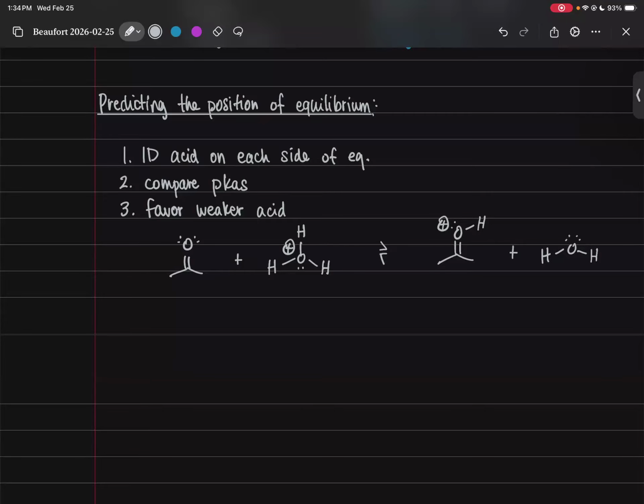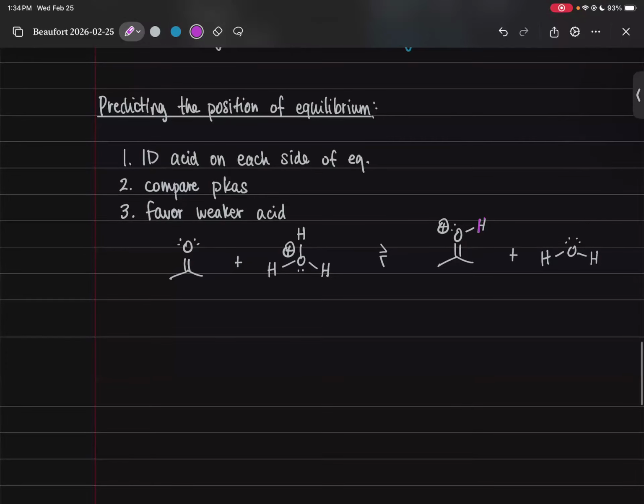Let's do the mechanism just because we can. Regardless, we need to determine what's an acid and what's a base. So where is the proton that's being moved? Well, the carbonyl oxygen is picking up a proton. So that's the proton on that side. And then the H3O plus is losing a proton to become water. And so there it is on that side of the equation.